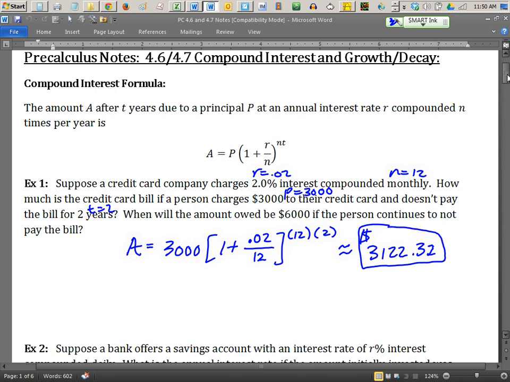$3,122.32. You might want to round it up to 33 cents. It just depends on what the company wants to do. If they want to round it to the nearest penny, rounding up or rounding down. I don't really know what banks do with that. Doesn't matter to me too much.